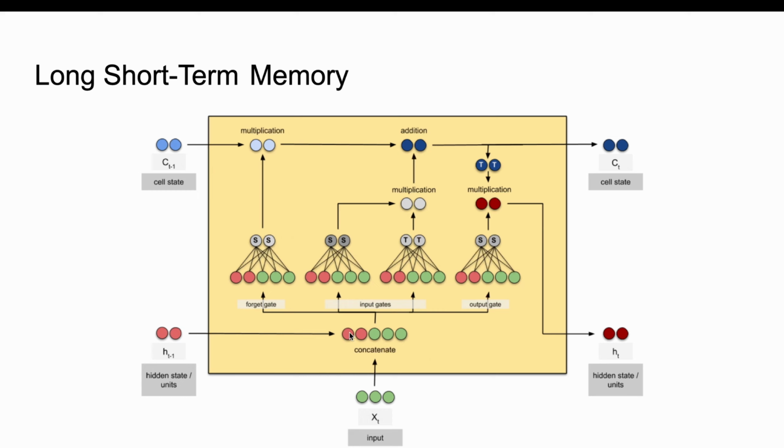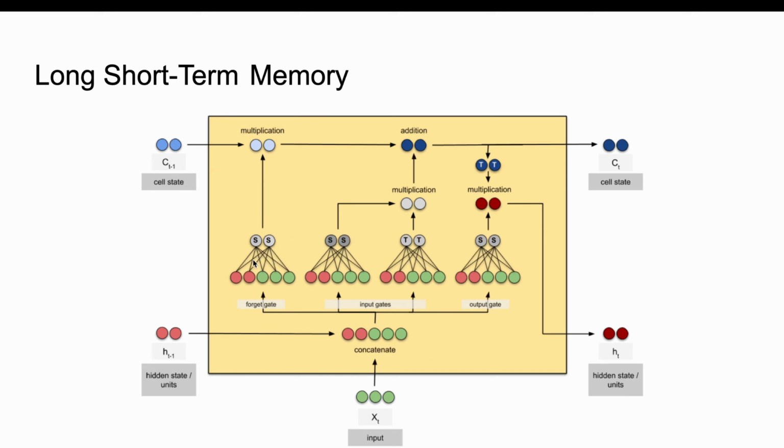The first component in this LSTM unit is the forget gate, right? This is the forget gate where we have this sigmoid layer. In this sigmoid layer, we have two neurons, and this is the input that we have. These are all the weight connections between the input layer and this sigmoid layer.